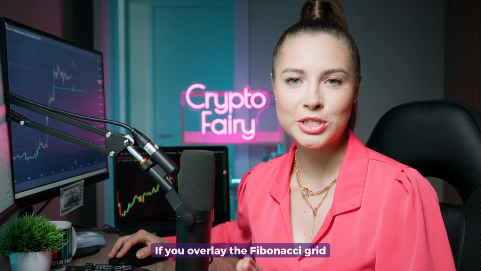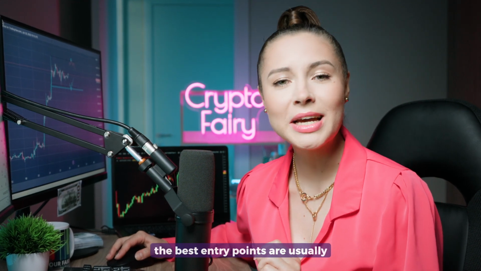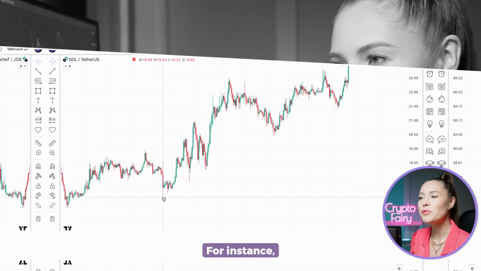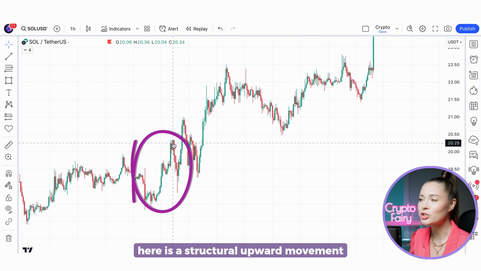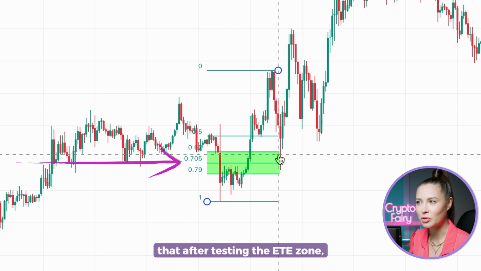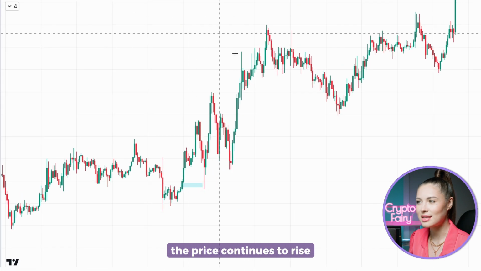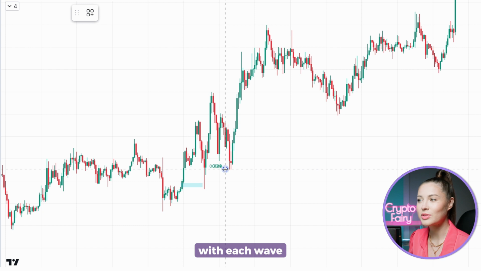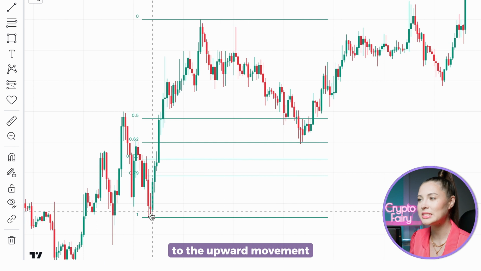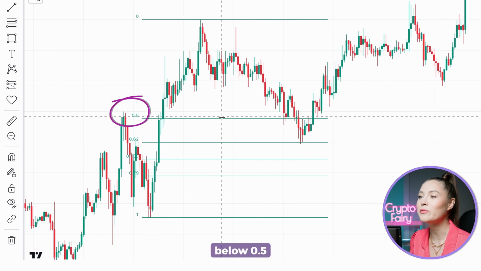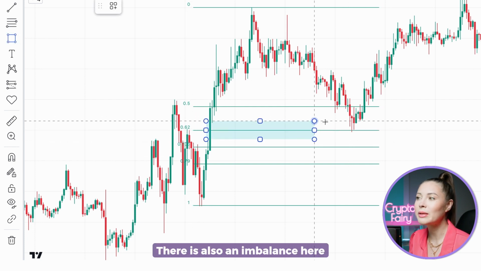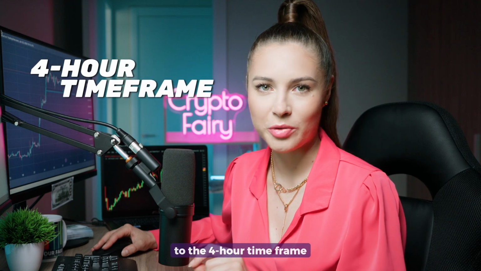If you overlay the Fibonacci grid on all movements in the chart, the best entry points are usually during a pullback into the OTE zone. For instance, here is a structural upward movement. I applied the grid and noticed that after testing the OTE zone, the price continues to rise. We do the same with each wave. For example, here, I apply the Fibonacci grid to the upward movement and wait for a correction below 0.5. The price touched the zone and then went up. There is also an imbalance here. Let's switch to the 4-hour time frame.